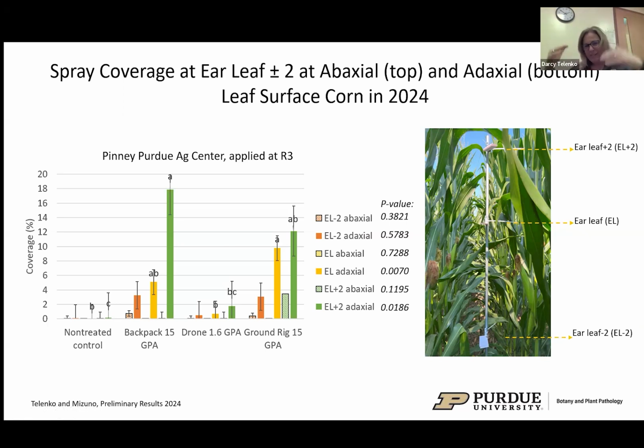So again, you can see, depending on how much water you're putting through the canopy, we will see the changes in the deposition. But the question that comes to mind is, how much of the product is there and controlling diseases? That's the main point for me: how are we getting disease control for that?